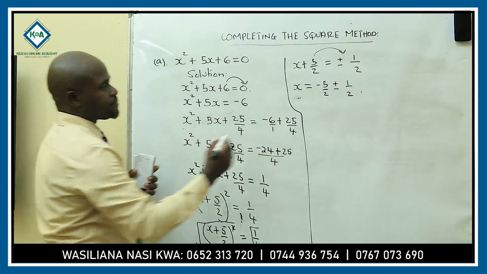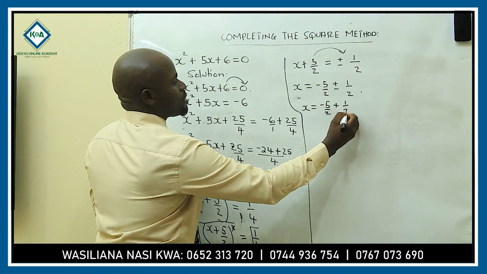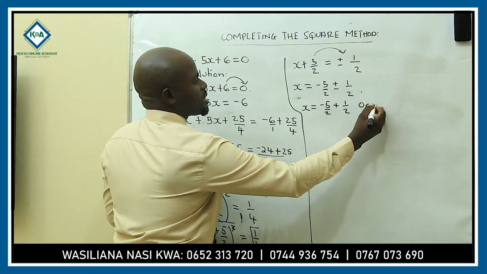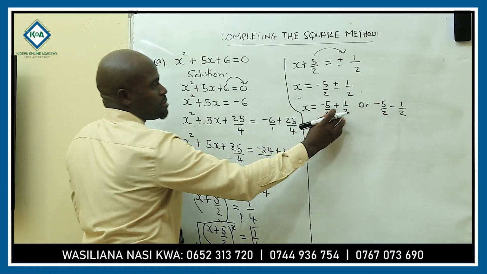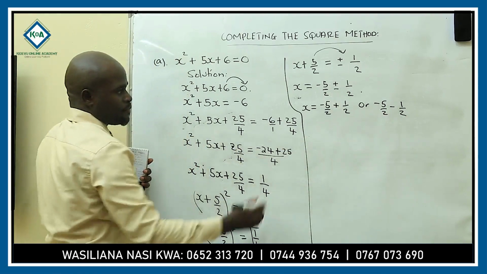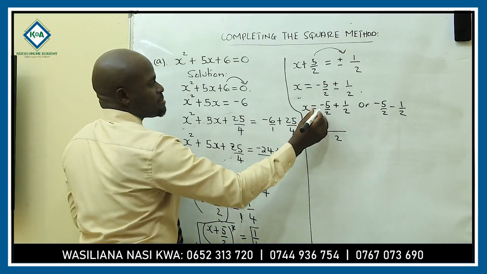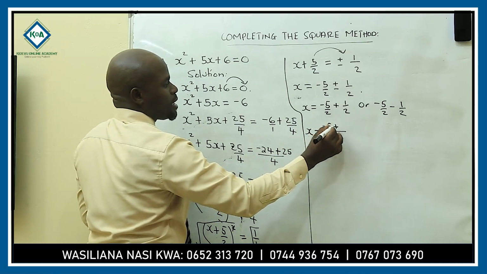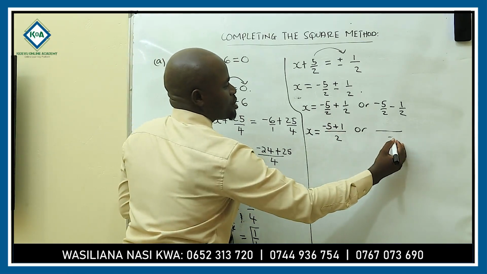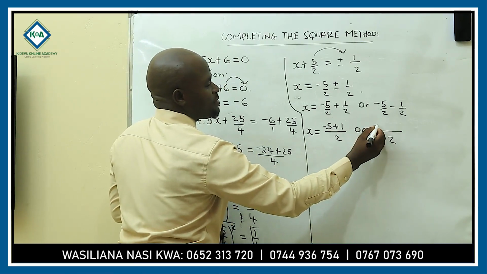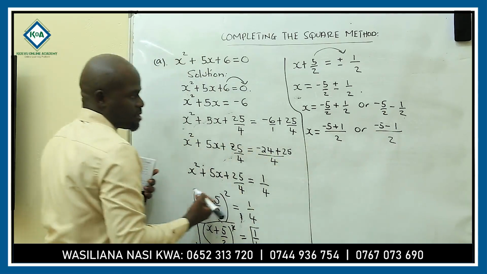So then x is equal to, we take the first, which is negative 5 over 2 plus 1 over 2, or the second, we take negative 5 over 2 minus 1 over 2. So it is plus or minus. So the first will be plus, and the second will be minus. So then x is equal to, the LCM here is 2. 2 divided by 2 is 1. 1 times negative 5 is negative 5. Then plus 2 divided by 2 is 1. 1 times 1 is 1. The LCM here again is 2. 2 divided by 2 is 1, and 1 times negative 5 is negative 5. Minus is here. 2 divided by 2 is 1. 1 times 1, the answer is 1.